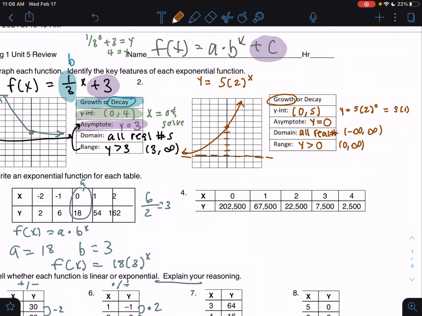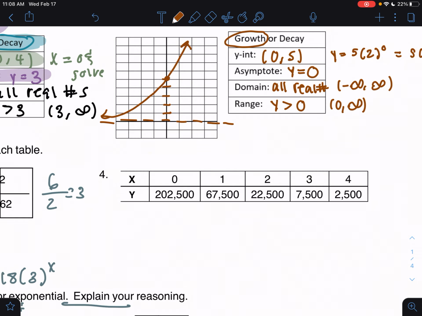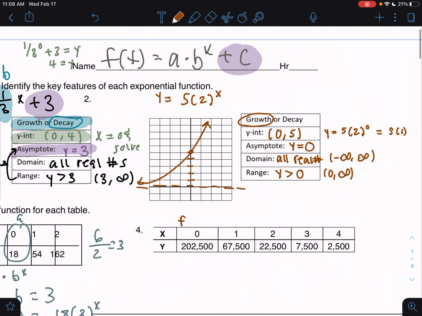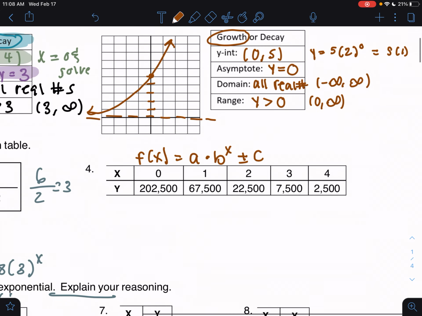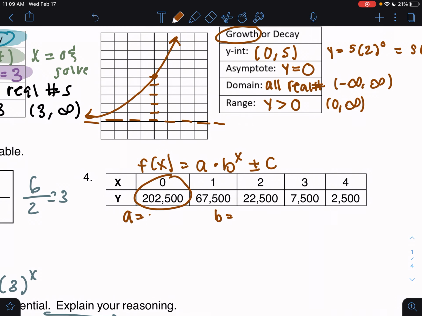Let's look at number 4, right? An exponential equation. So first we want to figure out what our a and our b is in our equation, because remember, the equations are in the form f of x equals a times b to the x plus or minus c. Whenever we are writing an equation from a table, we're not going to have a c though, so you don't have to worry about that. So we really just need to figure out what is a and what is b. So a is whenever x is 0, so that's right here. So our a is 202,500.